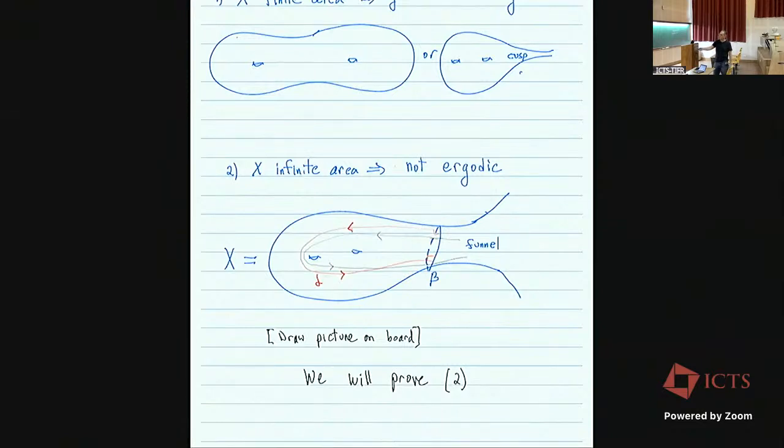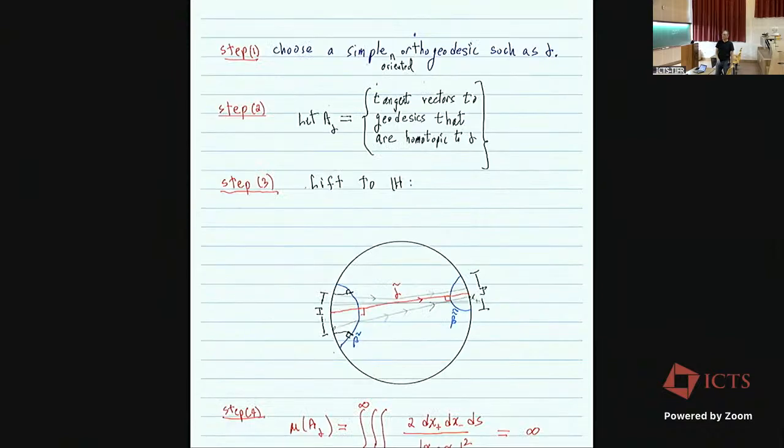Yeah, so we'll prove this: whenever you have an infinite area, finite topological type surface, then the geodesic flow is not ergodic, okay? You can imagine what to do, but I'm amused by this little exercise. So here's one. I have to find an invariant set that has positive measure.